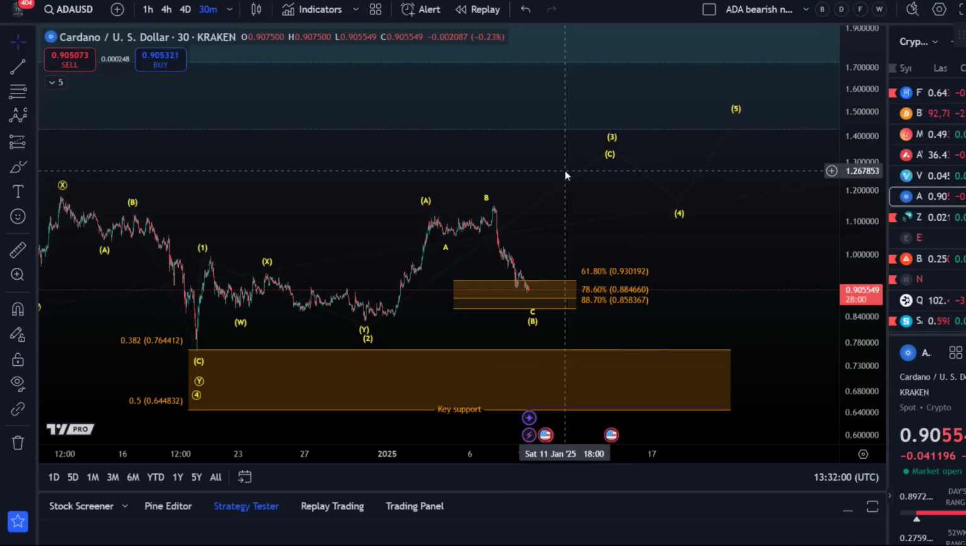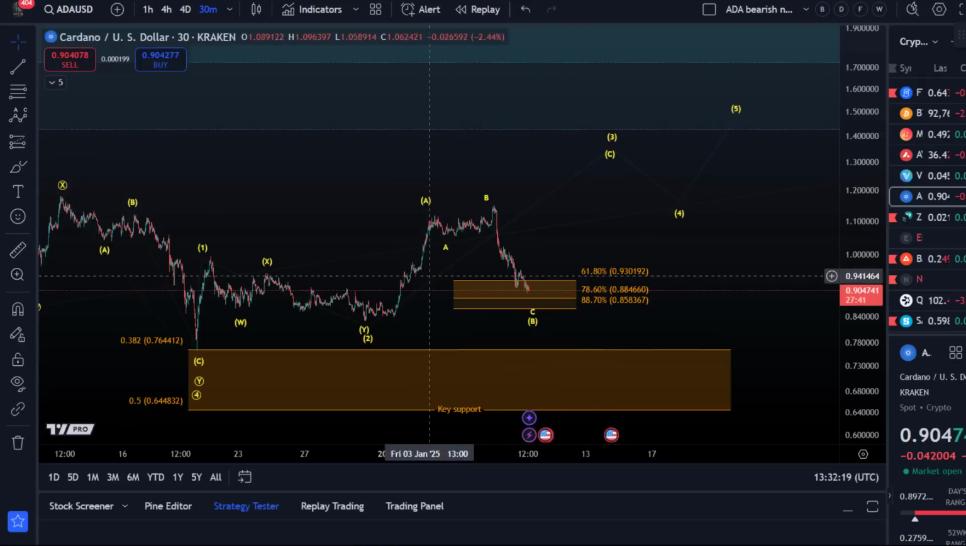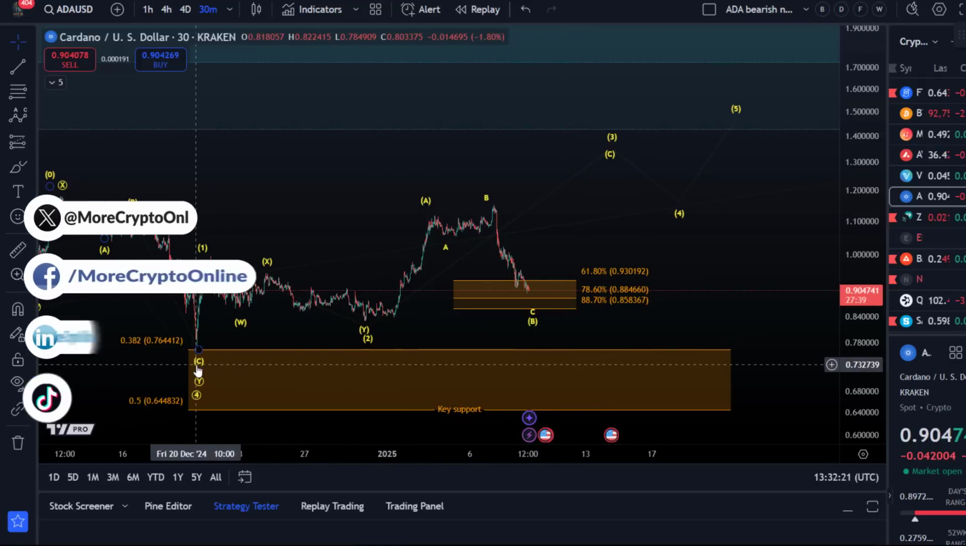ADA continues to be under selling pressure, and ADA has now entered the support zone we put onto the chart yesterday for this potential B-wave pullback. So it is clear that it's at least a diagonal pattern which is unfolding. Maybe the wave 4 is still unfolding, which presumably actually bottomed on the 20th of December.